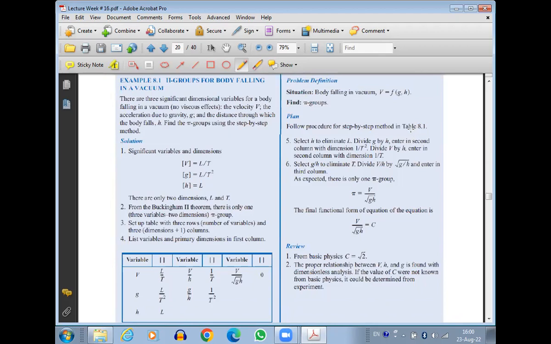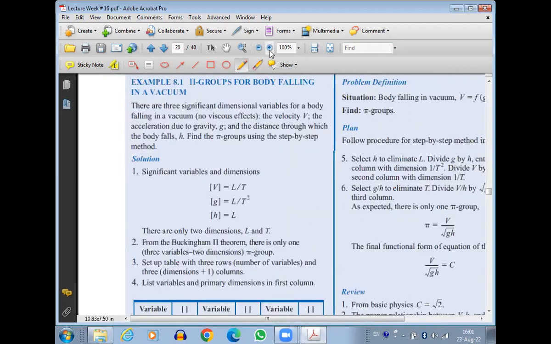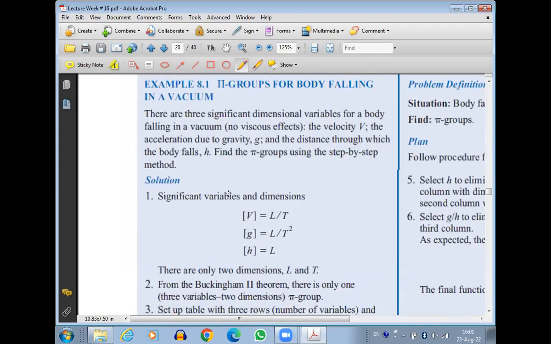So that was one of the problems. Now let's look at the other problem. This is a much simpler one. There are 3 significant dimensionless variables for a body falling in a vacuum, no viscous effects: the velocity, the acceleration due to gravity, g, and the distance through which the body falls, h. So we have v, g, and h, 3 variables specified in the problem. Find the pi group using the step-by-step method.